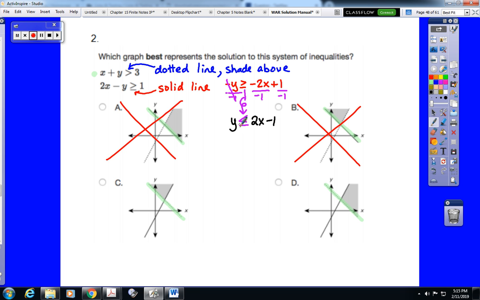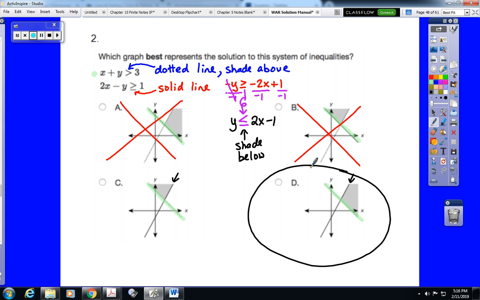Now notice less than or equal to, that means we're going to shade below. So, if we look at our two options, and remember we're looking at this line. This is the line that we're dealing with right now. We have to ask ourselves which one of those shows shading below that line. That would be answer D.